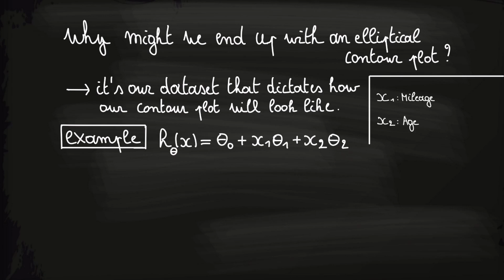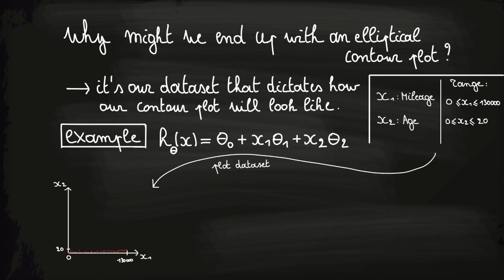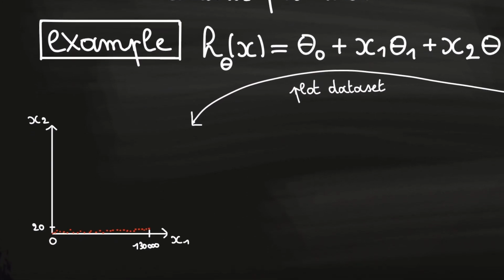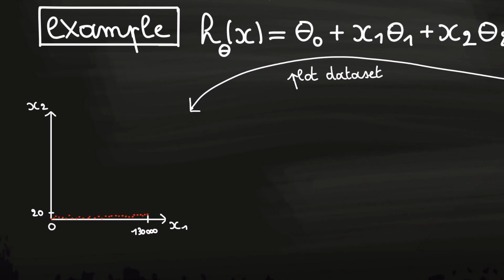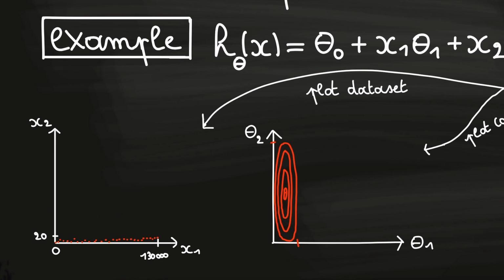equal to the age. Typically, x1 will have a large range of values, for example between 0 and 130,000, and x2 will have a small range of values, for example between 0 and 20. If we plot this dataset, it will look as follows. And if we now plot the cost as a function of the parameters θ1 and θ2, also called the contour plot, we might see a figure like this one on the right.